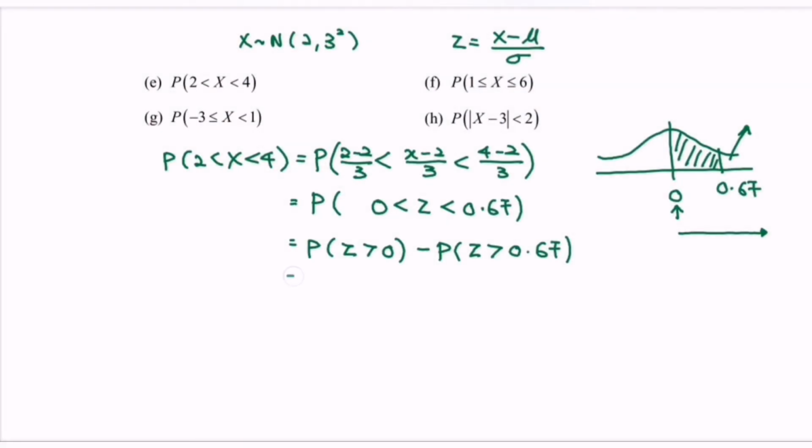So in here we have the probability that z is greater than 0 will be 0.5 minus the probability that z is greater than 0.67, the value will be 0.2514. Kindly simplify the situation. So the probability that x is greater than 2 and less than 4, the probability will be 0.2486.